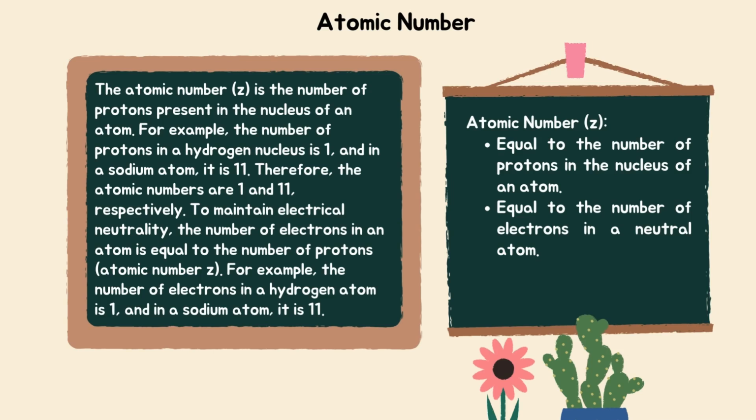To maintain electrical neutrality, the number of electrons in an atom is equal to the number of protons, atomic number Z. For example, the number of electrons in a hydrogen atom is 1, and in a sodium atom, it is 11, where atomic number Z is equal to the number of protons in the nucleus of an atom, equal to the number of electrons in a neutral atom.